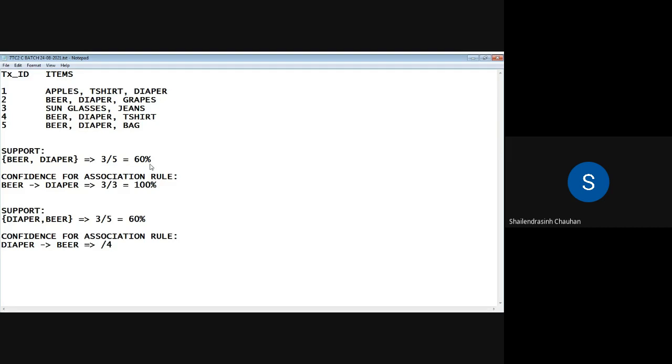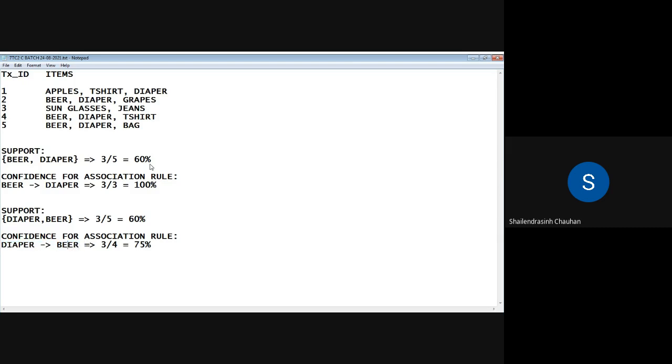4 transactions. Now, wherever you have diaper, out of all those transactions, in how many transactions do you have beer also? 3. And so 3 by 4, that is 75%. That means you are 75% confident that whenever a customer is purchasing diaper, he or she will also go with beer.